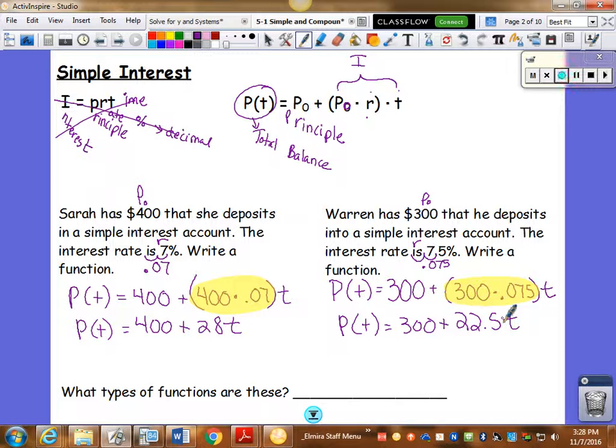Okay, let's look at these equations for a second. What type of equations are they? Well, we've got a constant plus a coefficient with a variable. If I switch these around to be P of t equals 28t plus 400, would that be an mx plus b? So these are linear.